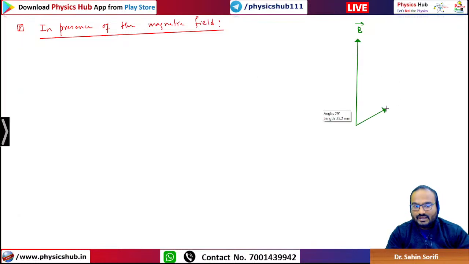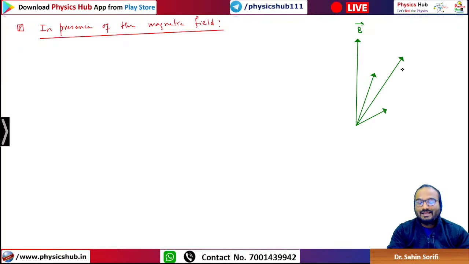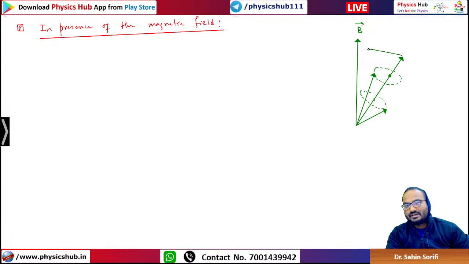We have S, S will precess around J, L will precess around J and J will precess around B. You can imagine it in this way. S is precessing around J, L is also precessing around J and J is precessing around B, and because of this we get phenomena like anomalous Zeeman effect and all.